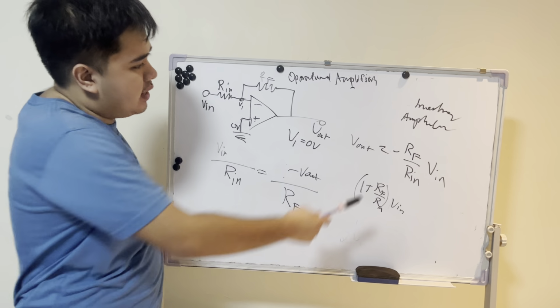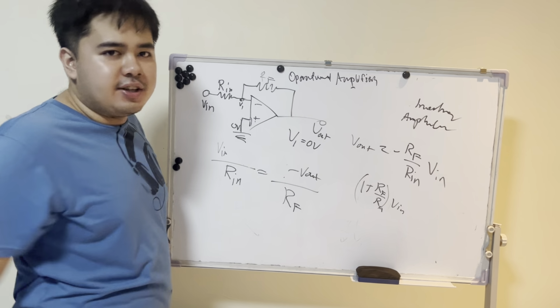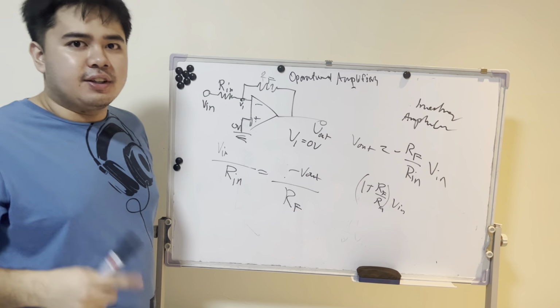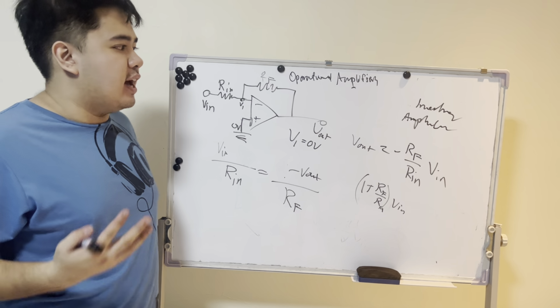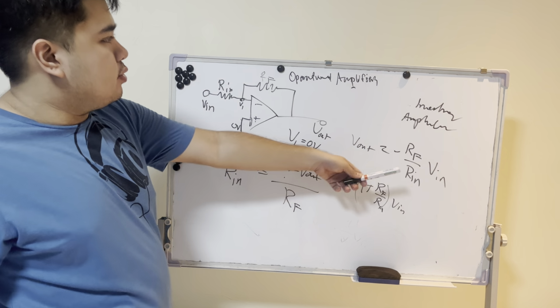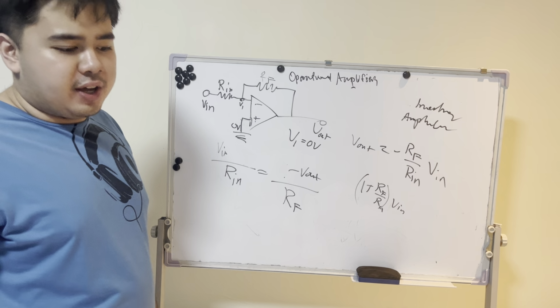How do we overcome that negative, the inversion? Well, we have another stage where the gain is now negative 1. Negative 20 times negative 1 is positive 20. That is the same. So most of the time, we just use the inverting amplifier for analog amplification.